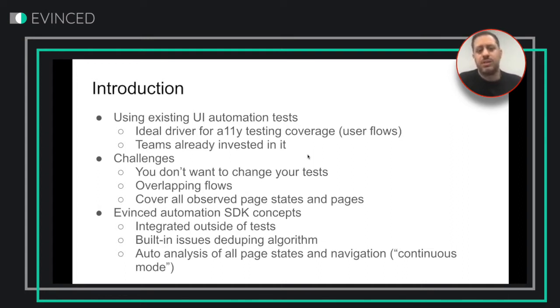Secondly, we added to the SDK a built-in issues dedupe algorithm. So if the SDK encounters repeated pages or page states, we know how to remove duplicate issues, so the final report is more focused and easy to use. Finally, we added a mechanism that keeps track of and analyzes all different page states and different ways of navigation automatically. So you don't need to take care of that, and eventually you get full accessibility coverage. We call that algorithm continuous mode.